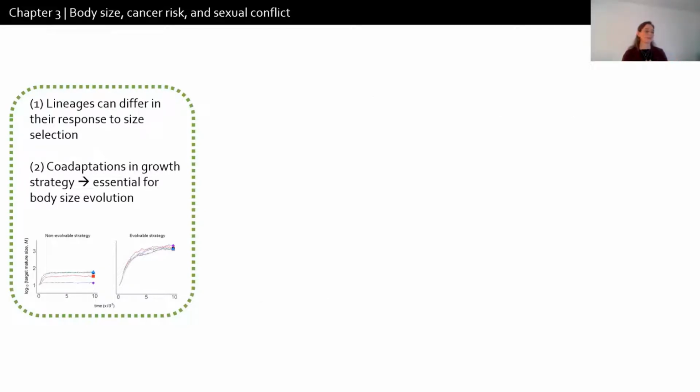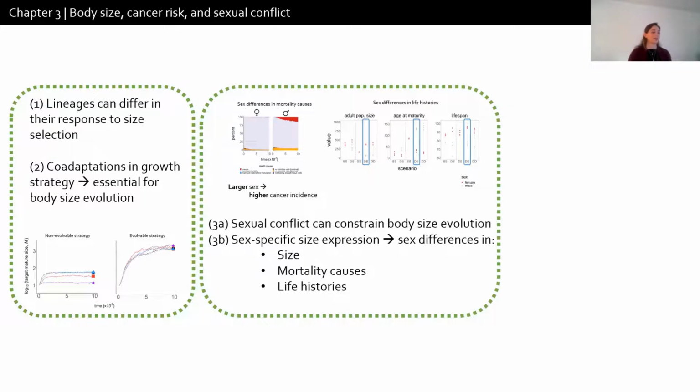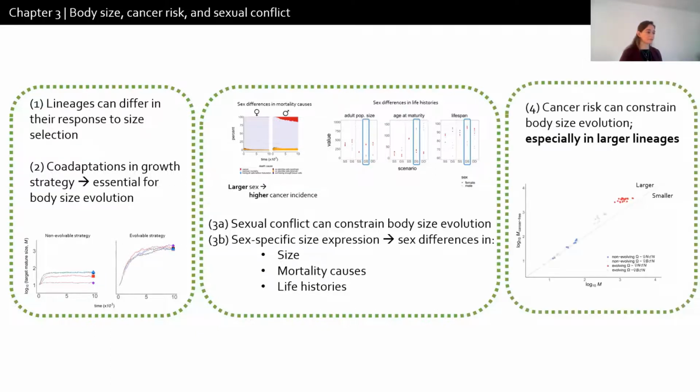So there were a lot of results in this part. Just to sum up this chapter, lineages can differ in their response to size selection depending on their initial strategy. But co-adaptations in growth strategy can lead to larger increases in size. Next, I've shown that sexual conflict can constrain body size evolution. But if we allow sexes to express different sizes, then we see sex differences in mortality causes and life histories. And finally, I've shown that cancer risk can constrain body size evolution, which was particularly the case in larger lineages.